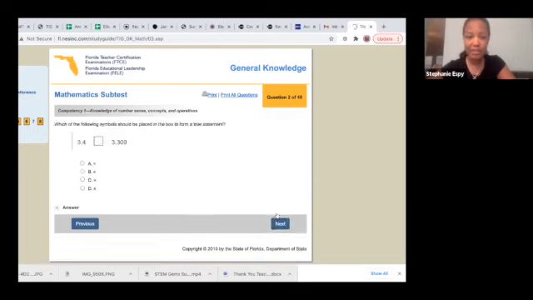All right, question number 3. Which of the following symbols should be placed in a box to form a true statement? So I'm going to give you just 1 minute for this. I think this shouldn't take you 2.5 minutes. So take about a minute for this one.